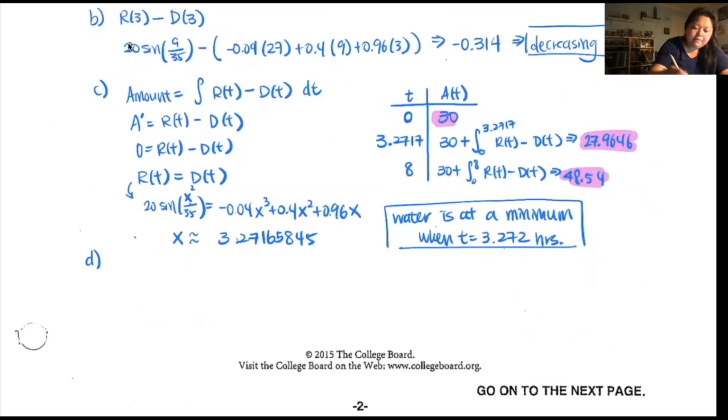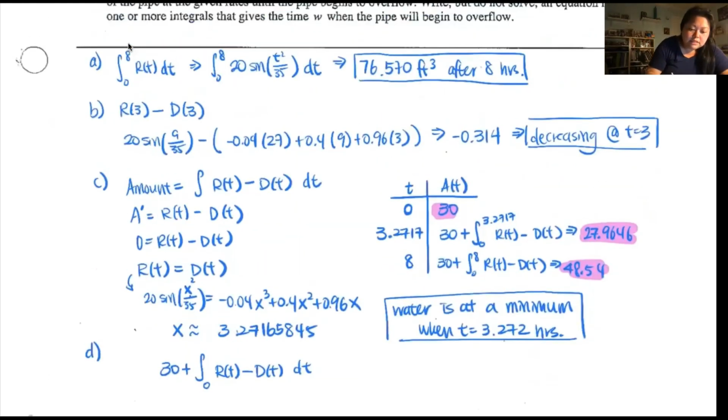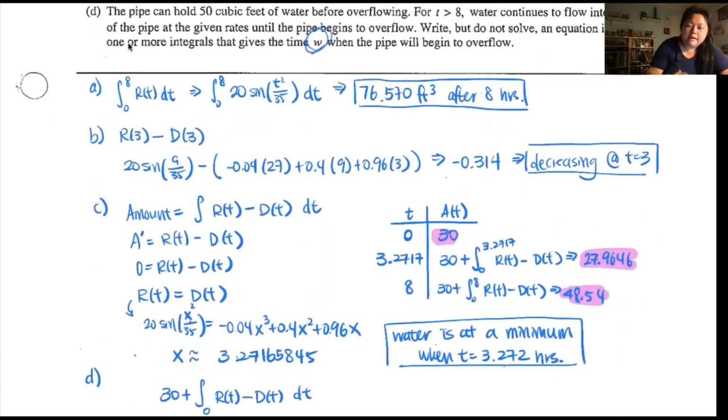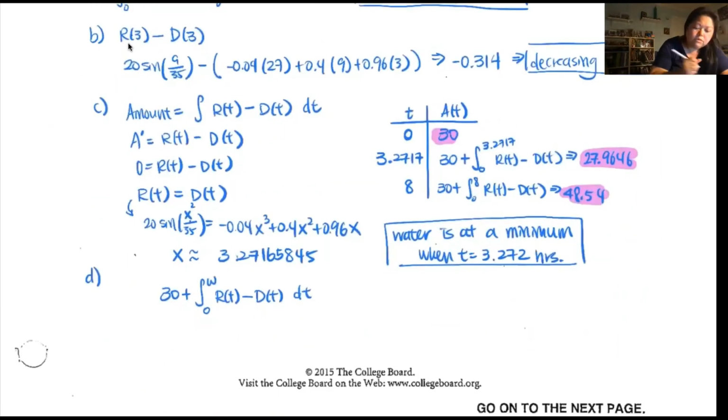So how much is in the pipe? The pipe has 30 plus the integral of R of t minus D of t dt, starting at 0 hours. When is this going to happen? It says at time t equals W, so that's at W. And when is it going to overflow? It's going to overflow once you reach over 50 cubic feet. So once this is equal to 50 or more, it's going to start overflowing.